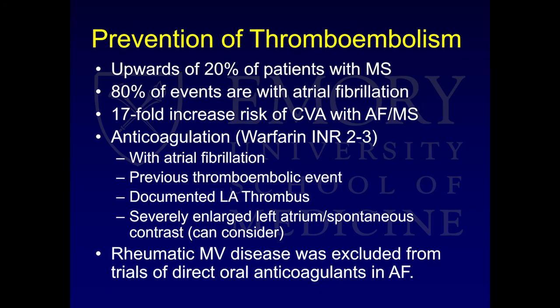So if you have AFib with rheumatic disease, you get Coumadin. You had a thromboembolic event, Coumadin. You have LA thrombus, Coumadin. If you have a big LA and a lot of contrast, I strongly suggest Coumadin if they have a low bleeding risk. I do that for patients if they don't have a high risk of bleeding. So you definitely want to do that, and definitely not give them a direct oral anticoagulant.